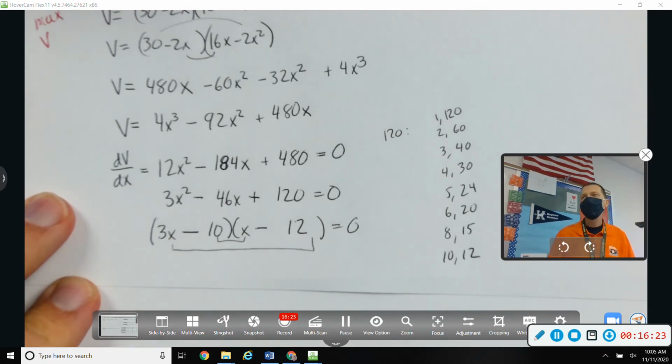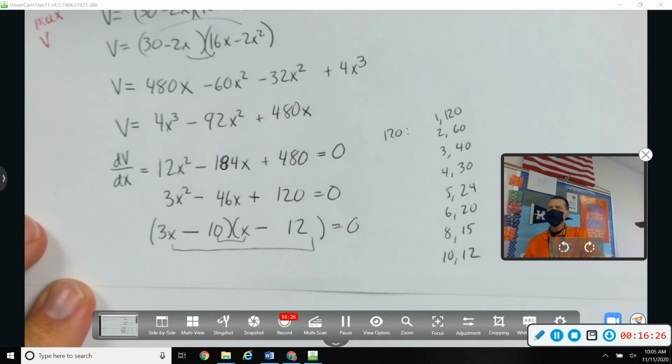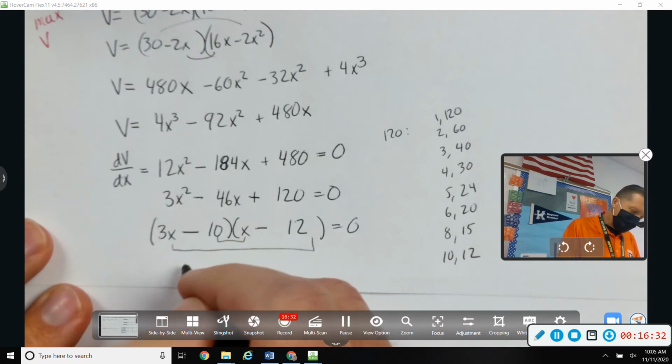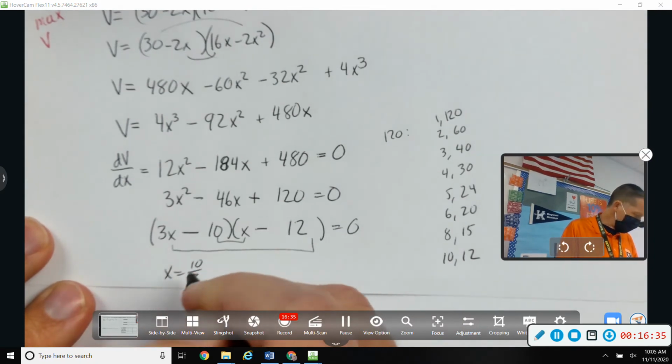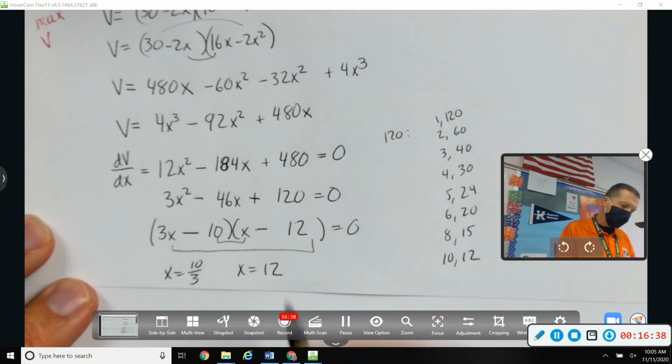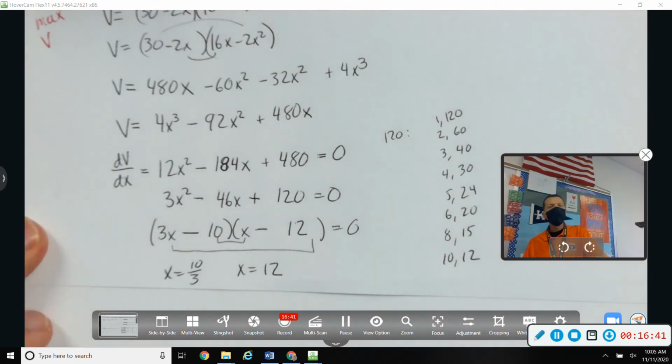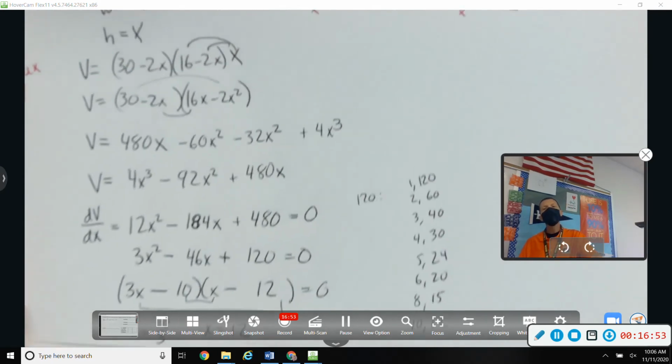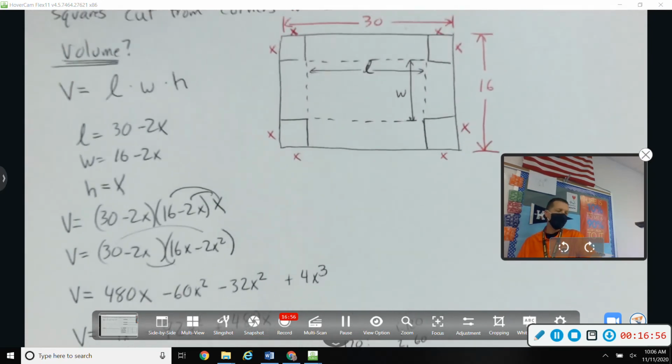Yeah. Whoever said it over there. Oh, something like that. So x equals 10 thirds and x equals 12, as possible maxes or mins for this problem. Back at the picture, x is either 10 thirds or 12. Anything stand out at you for 10 thirds or for 12?